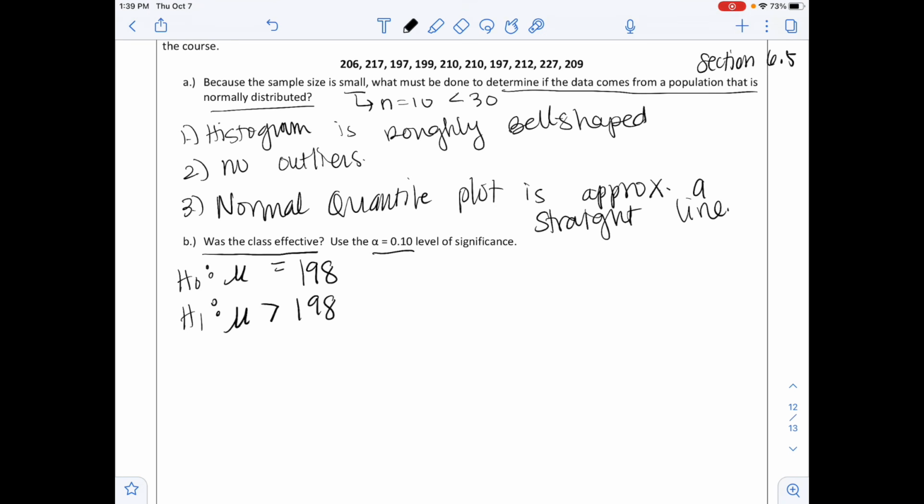So for this, we need to use the t-test on our calculator. And it's a little different here because we don't have those statistics. So for our t-test, we actually need to use the data option, and we need to put all these numbers into L1. Once we have our list in, we need to make sure our mu naught is equal to 198, our list would be L1, and our frequency would have to be set to 1.